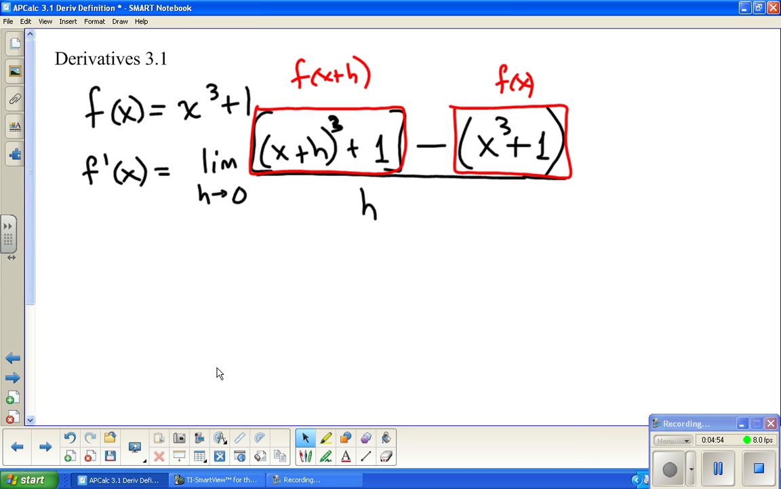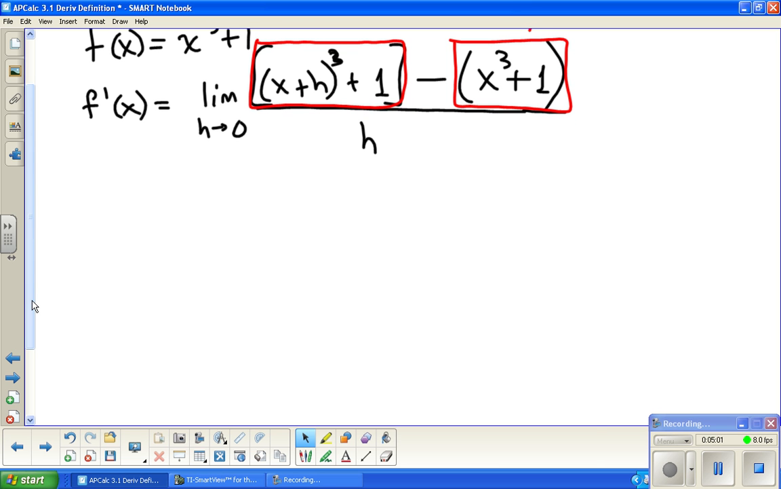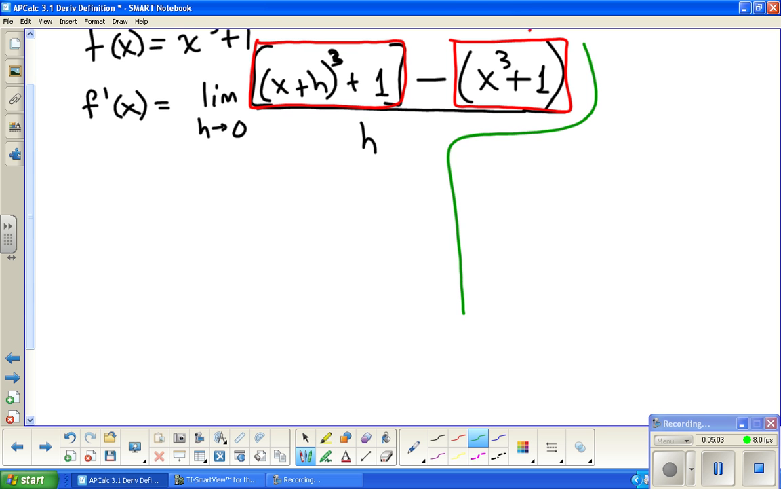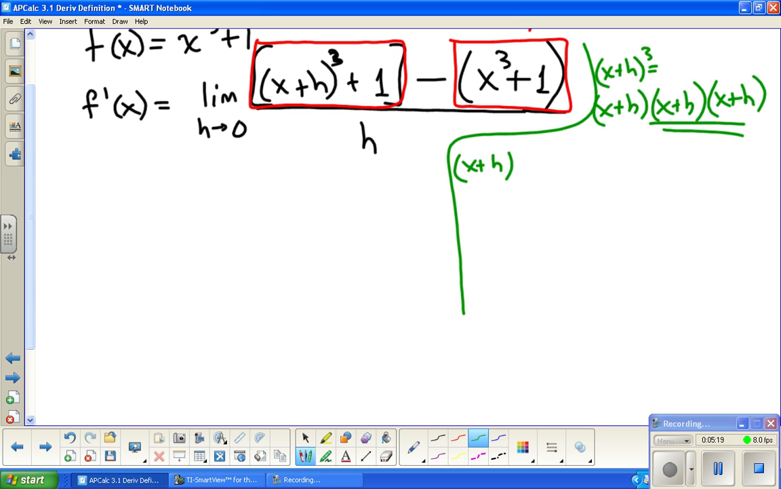Now Sanford's being mean to you because he actually did a cube, and I'm going to carve out a little space over here. Just a reminder that the third power means I have to multiply that times itself a total of 3 factors. I'm going to multiply these first, so I'm going to write x plus h here, and I'm going to distribute, or FOIL if you prefer.